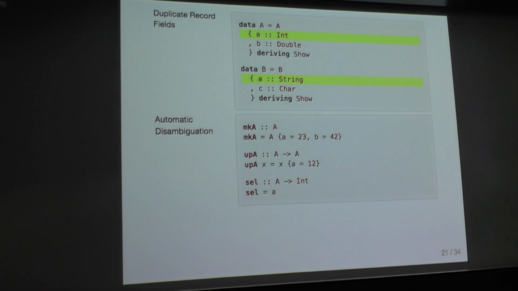So if I say MkA, I can create an A and just use the field name. That's fine. I can update the A and just use the field name. That's fine. I can select a value out of the A. That's fine, because every time, from the context, it knows it must be the lowercase a from the uppercase A type. So if I run this, no problem. That's really, really nice. Okay, that's duplicate record fields.